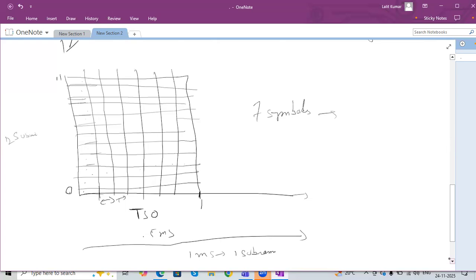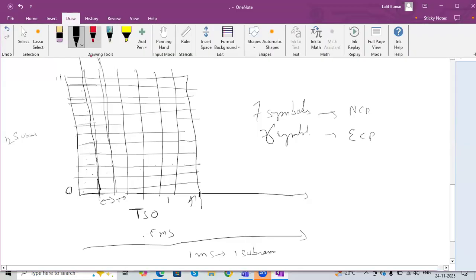Whether 7 symbols or 6 symbols will depend on the cyclic prefix. If it is normal cyclic prefix, then 7 symbols. If it is extended cyclic prefix, then 6 symbols. So these are the symbols. Now one symbol: the symbol has nothing to do with the frequency. This whole part, as far as the end point it can go, that is one symbol.